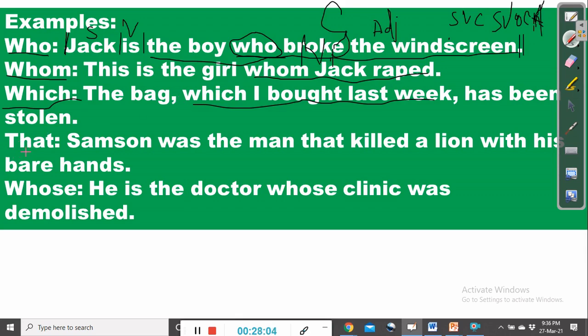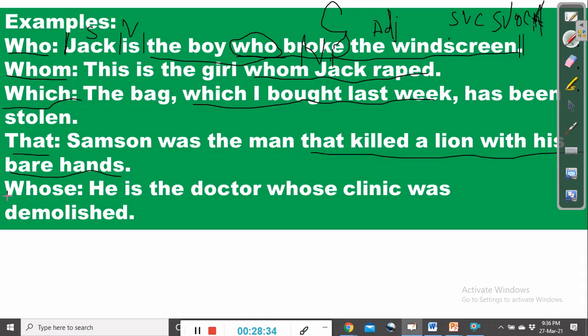Then let's look at how we can use the relative pronoun that in a relative clause. Samson was the man that killed a lion with his bare hands. All right, so that killed a lion with his bare hands, that is the relative clause in this sentence.